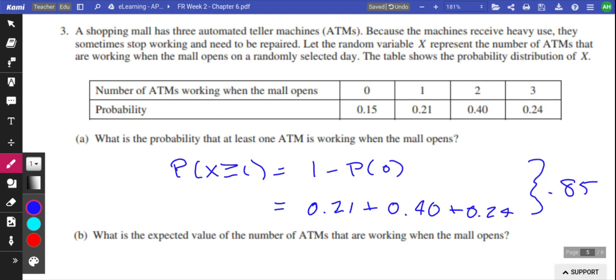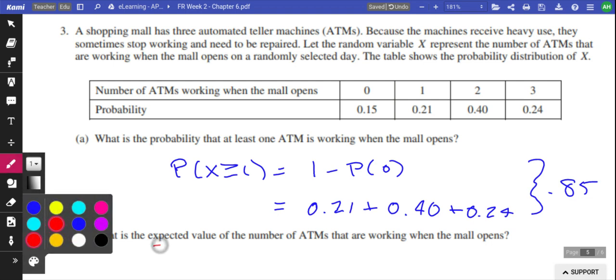Especially if it's the first part of a problem. Okay. What's the expected value? Now remember with expected value.